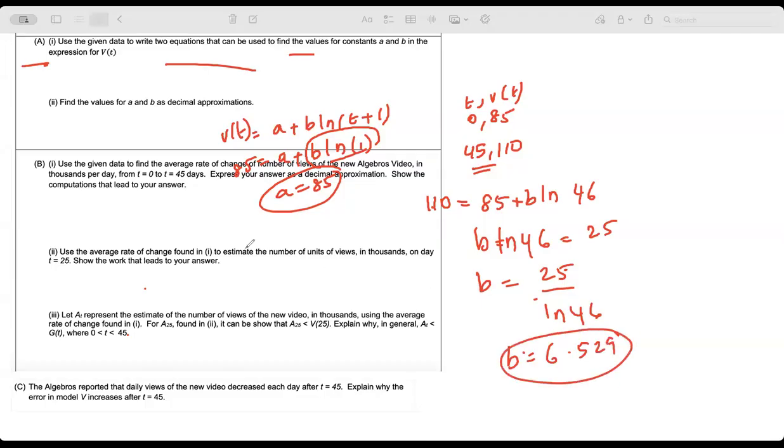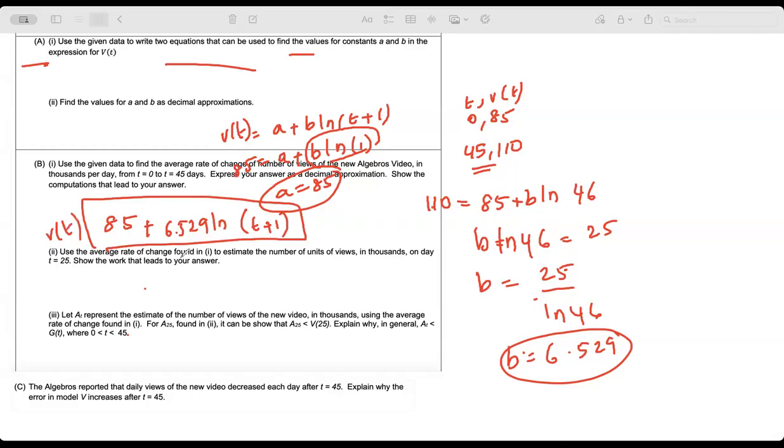Any questions? So you are able to write the function equation as 85 plus 6.529 ln of T plus 1. So that is your function value for this one. That is equal to V of t.